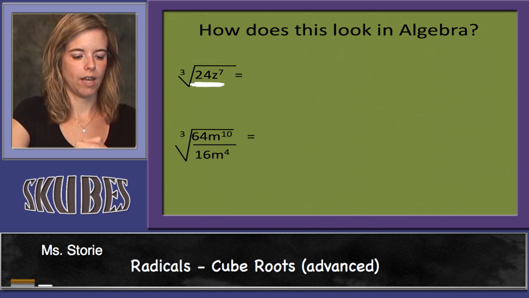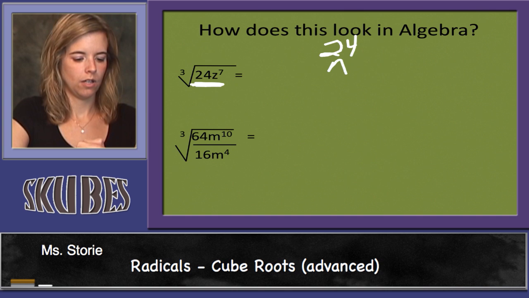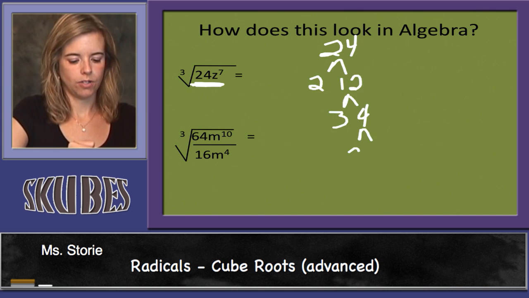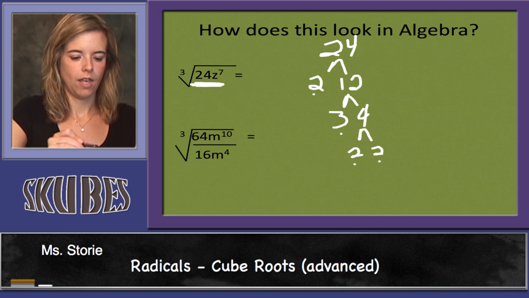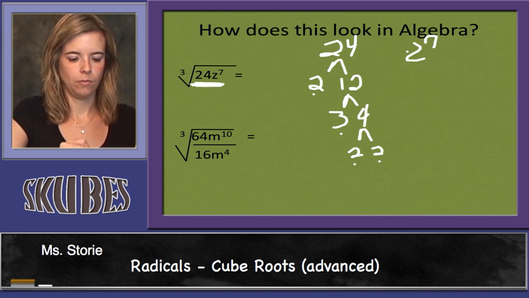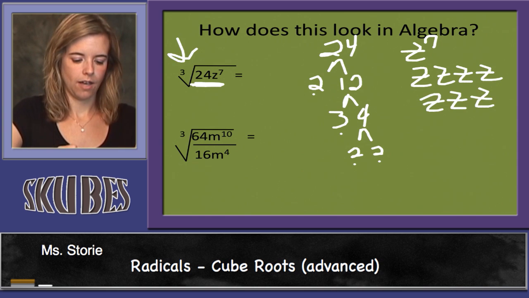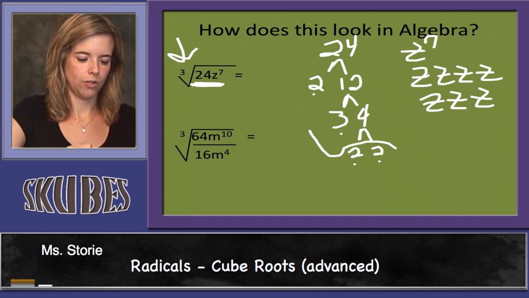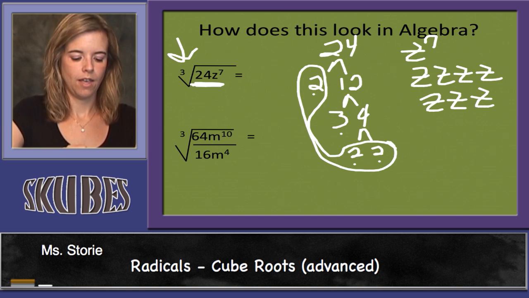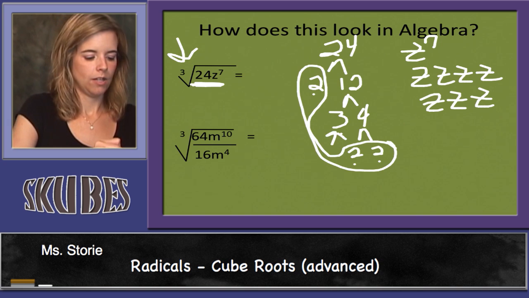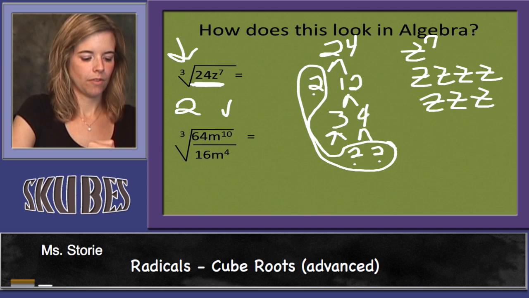We have one more to try out on this page, 24. 2 times 12, 3 times 4, and 2 times 2. And then z to the 7th, please write them all out so you don't drop anybody. 3, 4, 5, 6, 7. We're looking for triplets. I have 1, 2, and a third one, and then the lonely 3. So 2 is coming out.